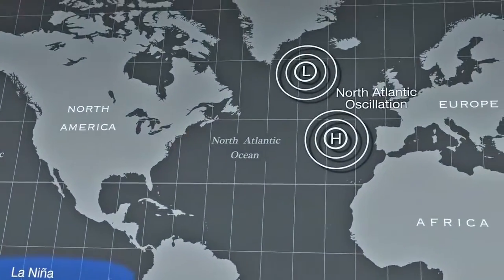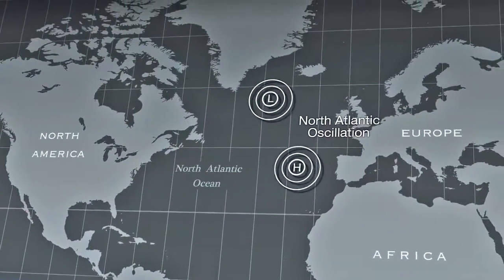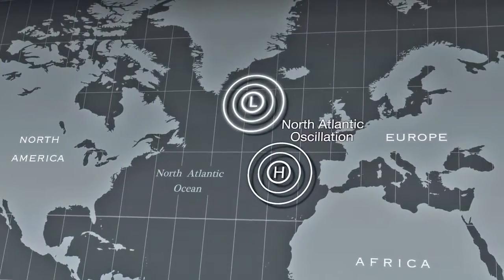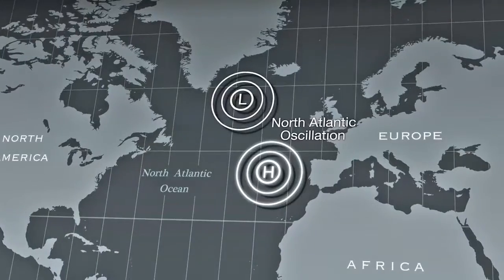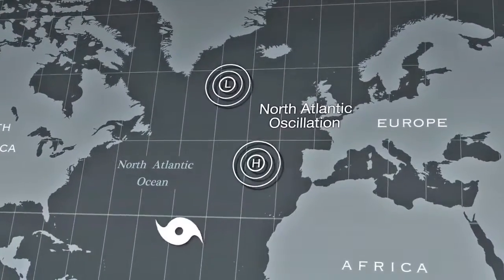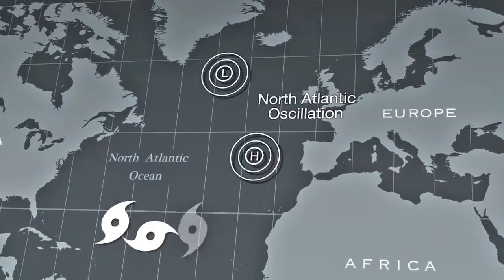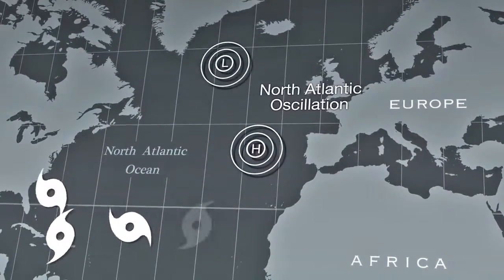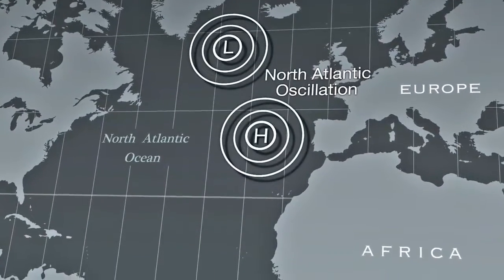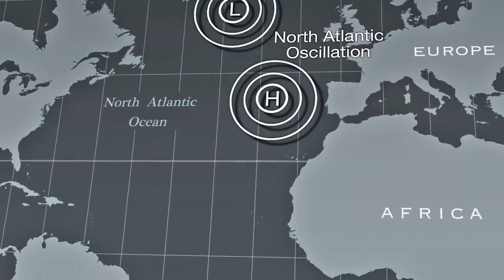The North Atlantic Oscillation's two phases, positive and negative, describe the difference in pressure between two poles of a pressure system, low pressure near Iceland and high pressure near the Azores Islands. When the pressure difference between them is lower than average, hurricanes are more likely to form. When the two pressure systems are more intense than average, wind conditions are not conducive to hurricane formation.